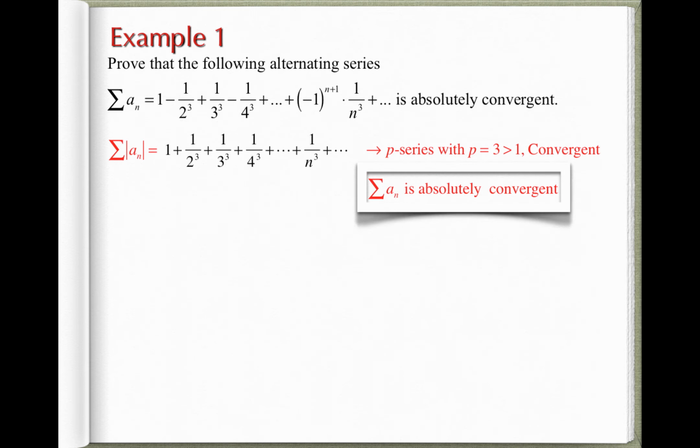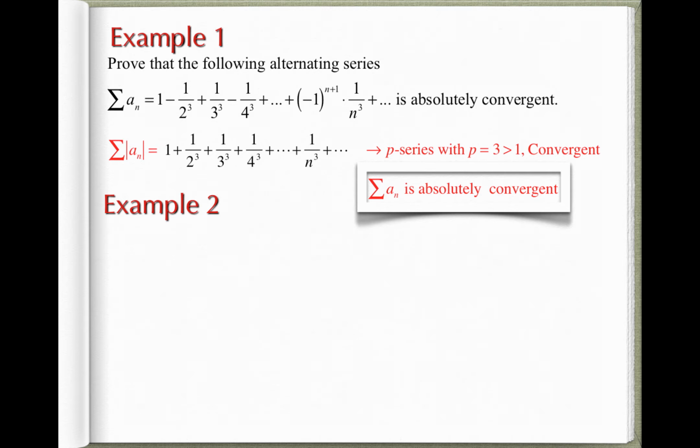And since the absolute value of a sub n was convergent, we would say that this is absolutely convergent. By now some of you are thinking, oh, Mr. Havenhill, if the absolute value is convergent, then it's absolutely convergent. Ding, ding, ding! If you caught that, well done. And if you didn't catch that, hopefully you did just now.